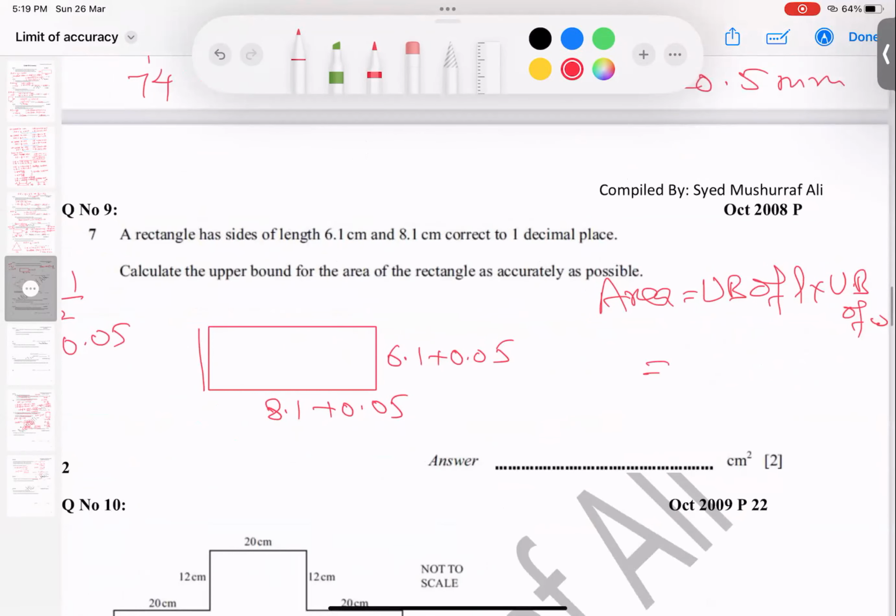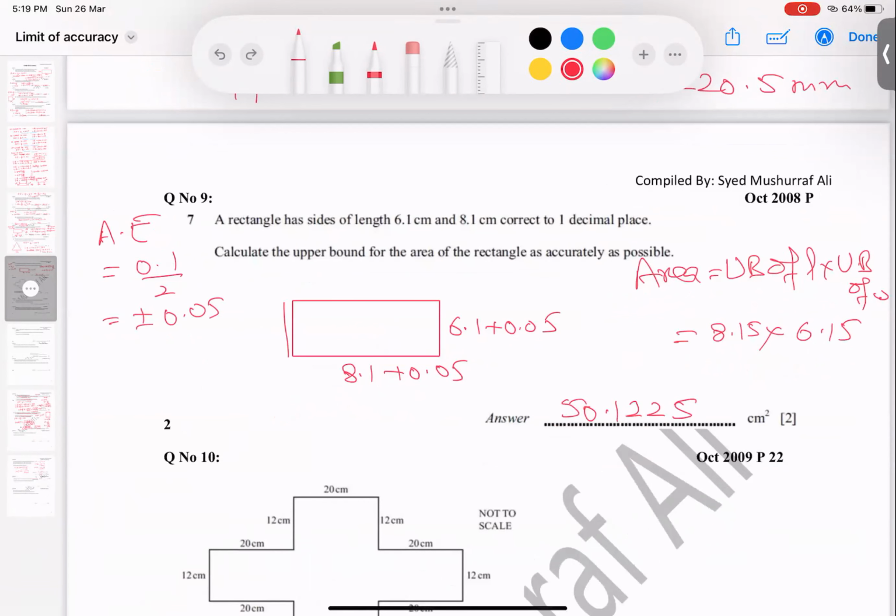Upper bound of length is 8.15 and lower bound of length is 6.15. I got this from adding, and I got this from adding. I hope this point is very clear. Simply multiply, because it is area, not perimeter. I hope this is a very clear approach. And we got 50.1225, because it is an accurate answer. It is not repeating after that. After that, stop. Nothing proceeds after that. So this is called exact, and you have to write it as it is. Alhamdulillah Rabbil Alameen, clear.